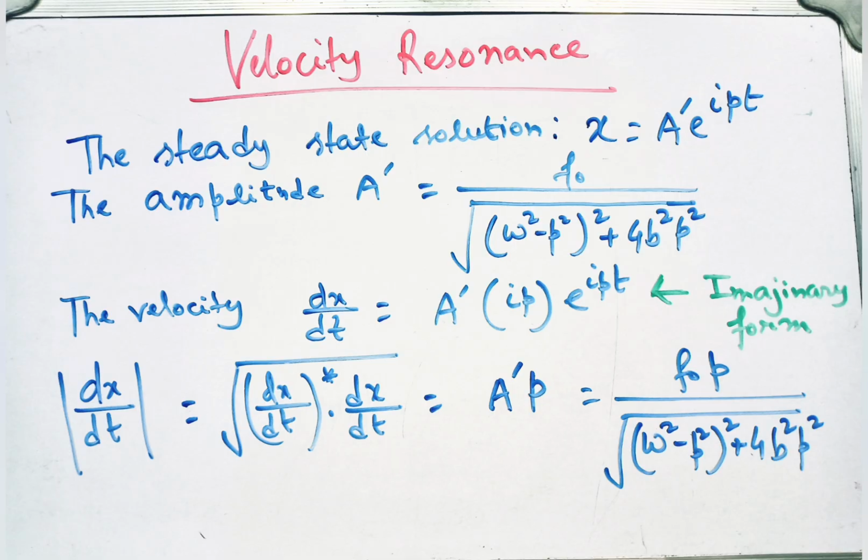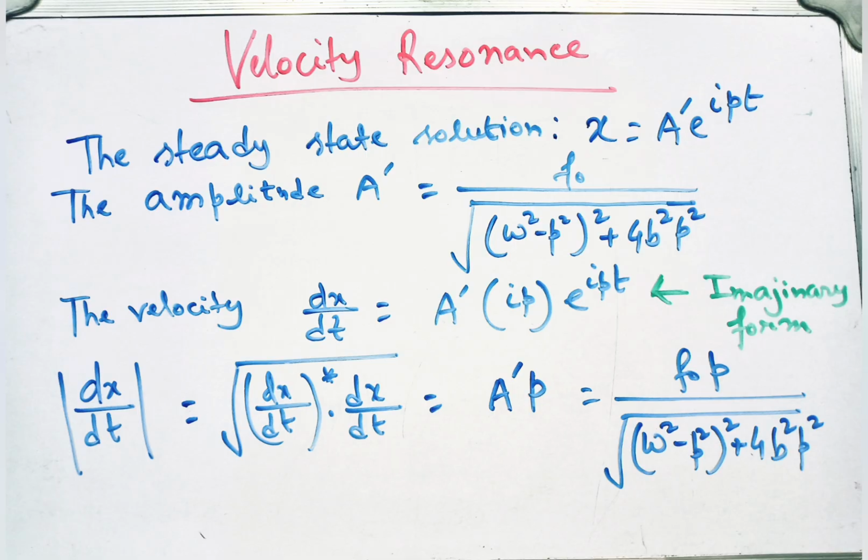So in the bracket it will be minus ip, and in the exponential term it will be e to the power minus ipt. Then if we take the simple multiplication of this conjugate of dx/dt and the original dx/dt, and then take the root of that, we get a prime p. So it is a very simple calculation. Whatever process I told, if you follow it, you will get this.